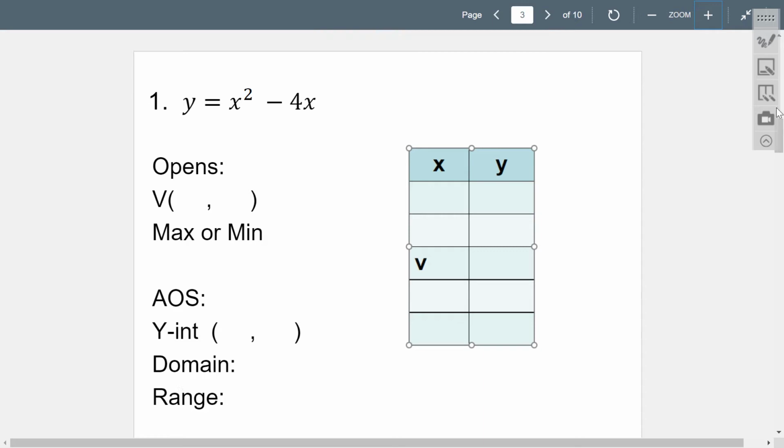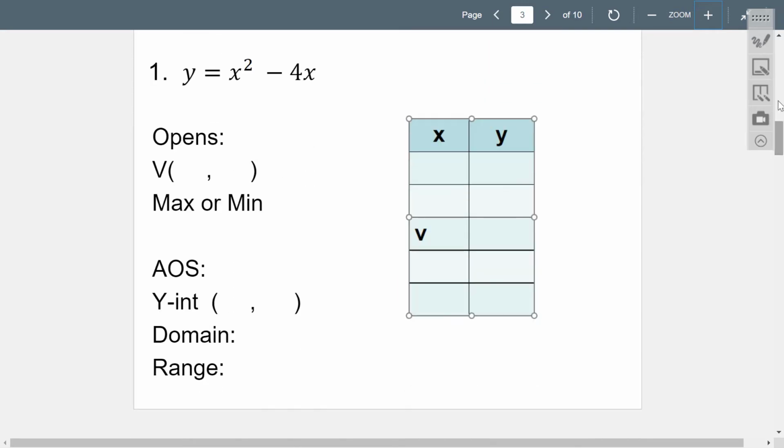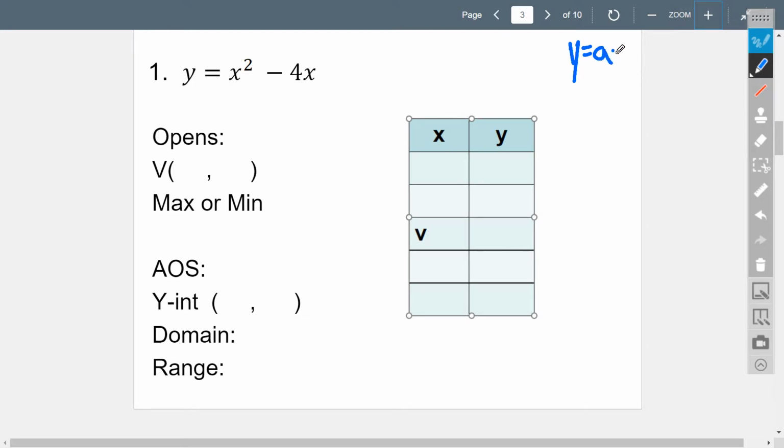So let's take a look at graphing a quadratic. The first one we want to graph is y equals x squared minus 4x. Remember, we're looking at standard form here, ax squared plus bx plus c. So I'm going to start by identifying a, b, and c.